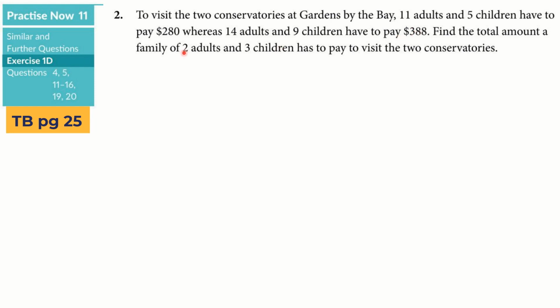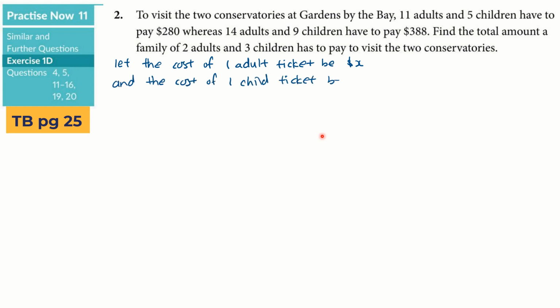We want to find the total amount a family of 2 adults and 3 children has to pay to visit the 2 conservatories. So there are 2 unknowns over here. That is the ticket price for adults and the ticket price for children. So we can define it as such, where we let the cost of 1 adult ticket be X dollars and the cost of 1 child ticket will be Y dollars.